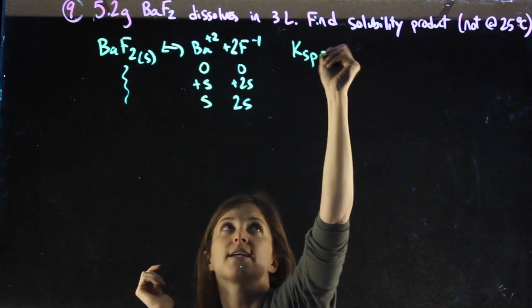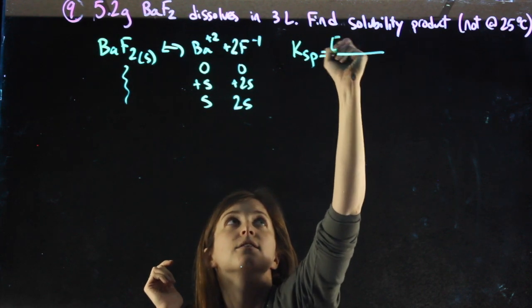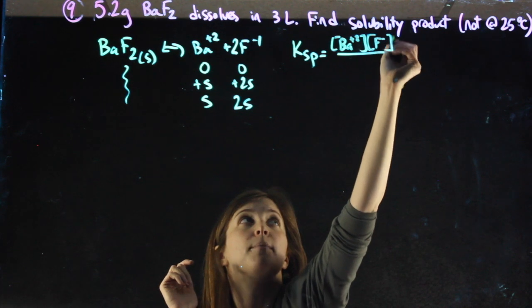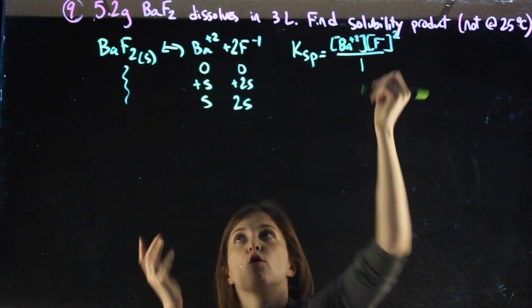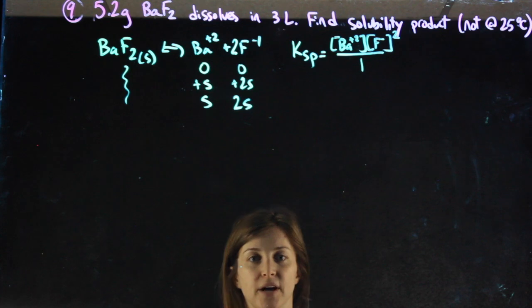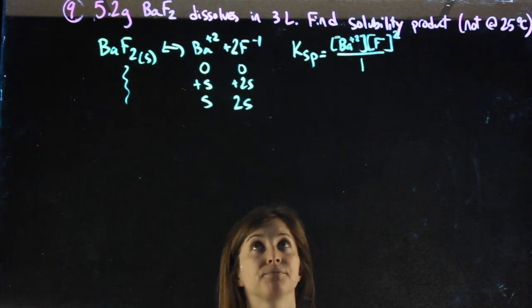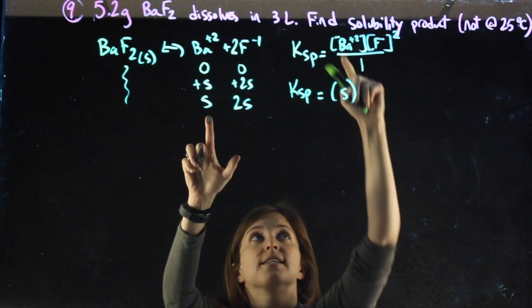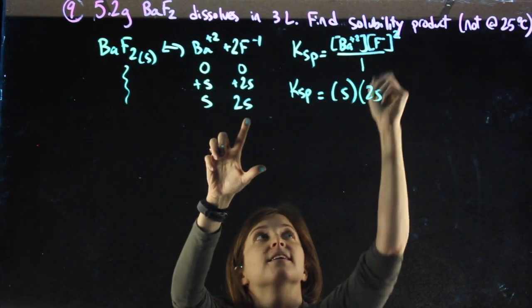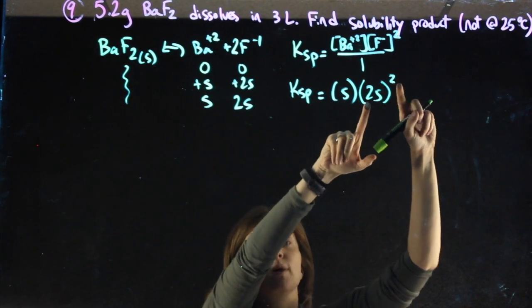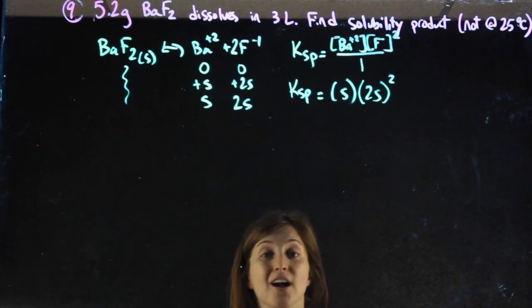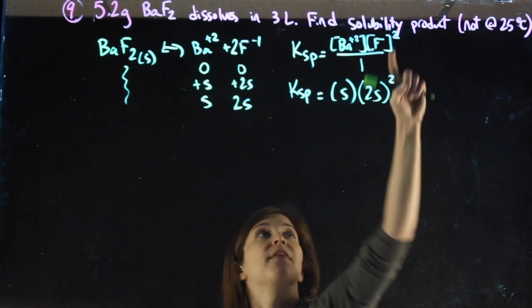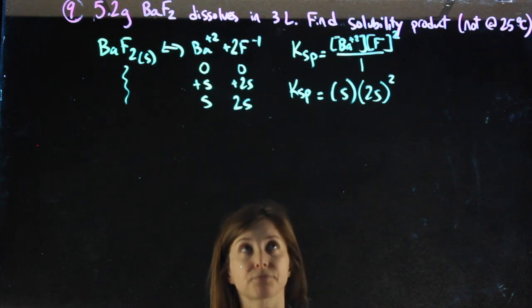KSP, same rules as KC, products over reactants. Coefficients become exponents, so it's squared. It's technically over 1 because the solid doesn't have a value plugged in there, but you don't have to write the over 1. KSP then is S, plugging this in here. Plugging this in here, the 2 is repeated. That's normal, that's not new. That's just like KC, because we had 2S from the coefficient, and the coefficient also became the square.